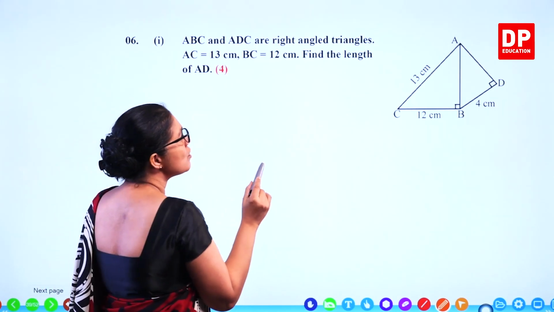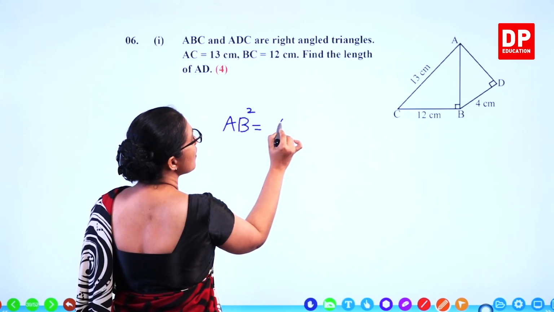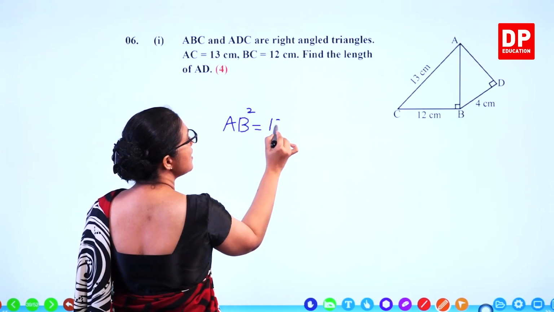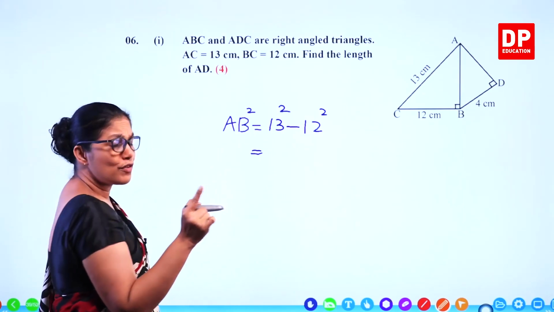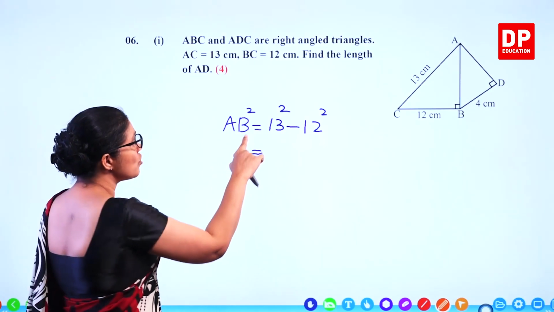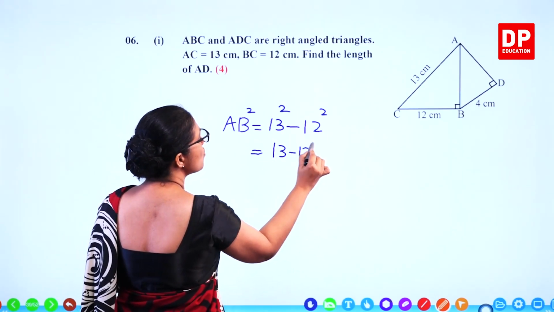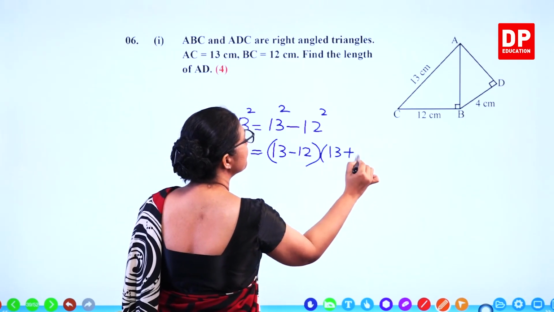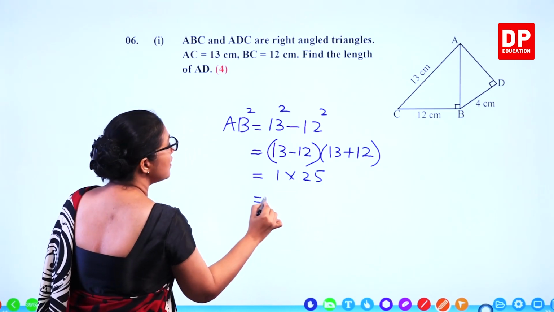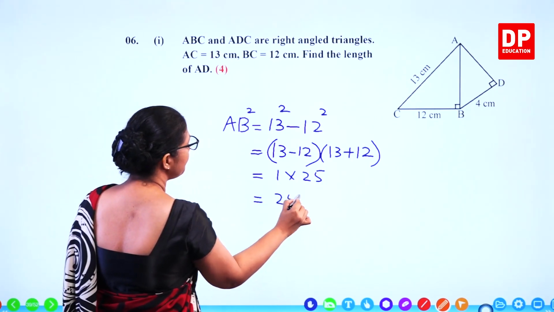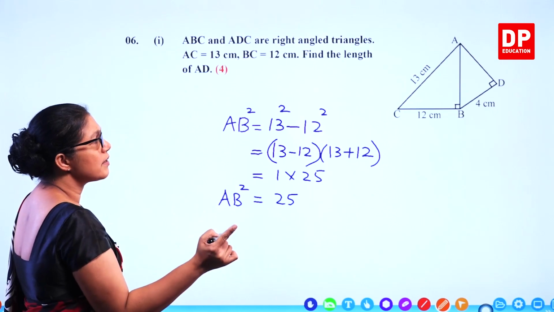So let's take ABC triangle. AB squared is equal to, the hypotenuse is 13, 13 squared minus 12 squared. So you can use either difference between 2 square terms or you can just find the value. So I'll take difference between 2 square terms, 13 minus 12 and 13 plus 12. I get 1 times 25, that means 25. So AB squared is 25. Here you don't need to take the square root because we are applying the Pythagoras again.